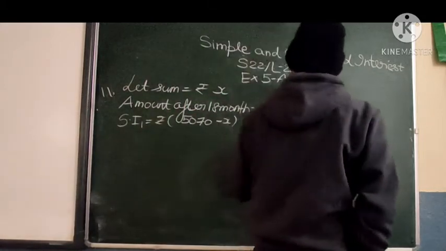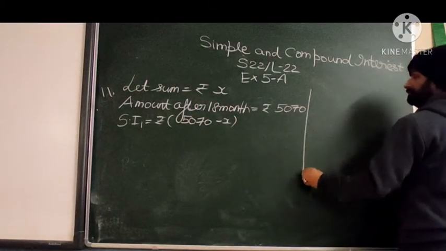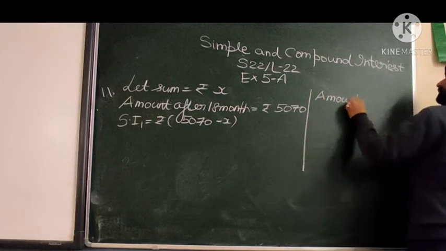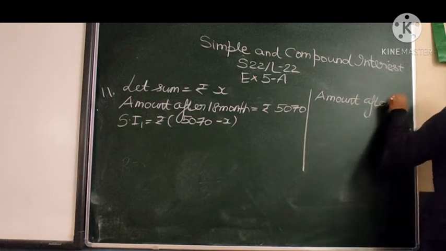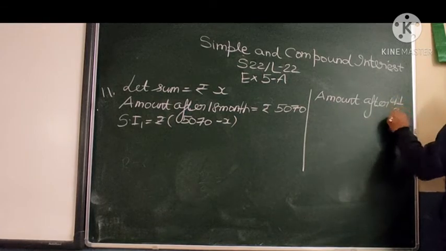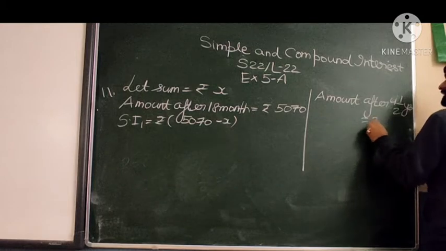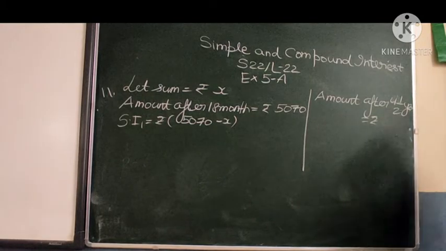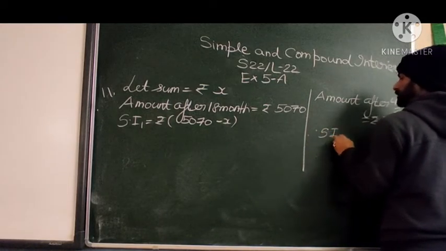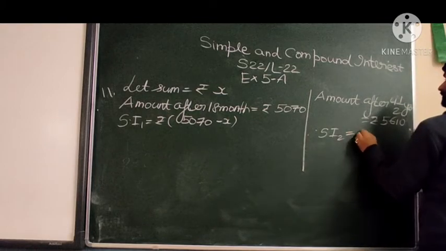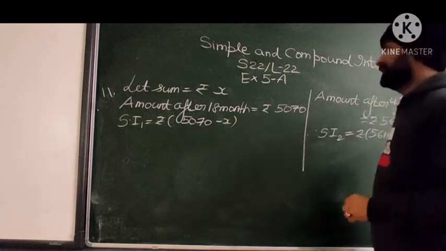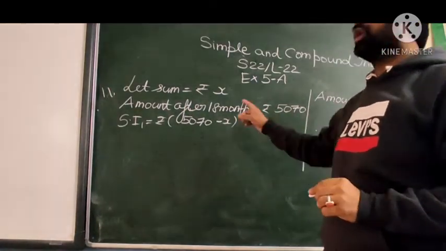And see, we calculate one more thing parallelly. We write here amount after 4 whole 1/2 years. How much? Rupees 5610. Therefore, SI2 equal to rupees 5610 minus X. Now see, in both the cases, rate is same, only time period is different.